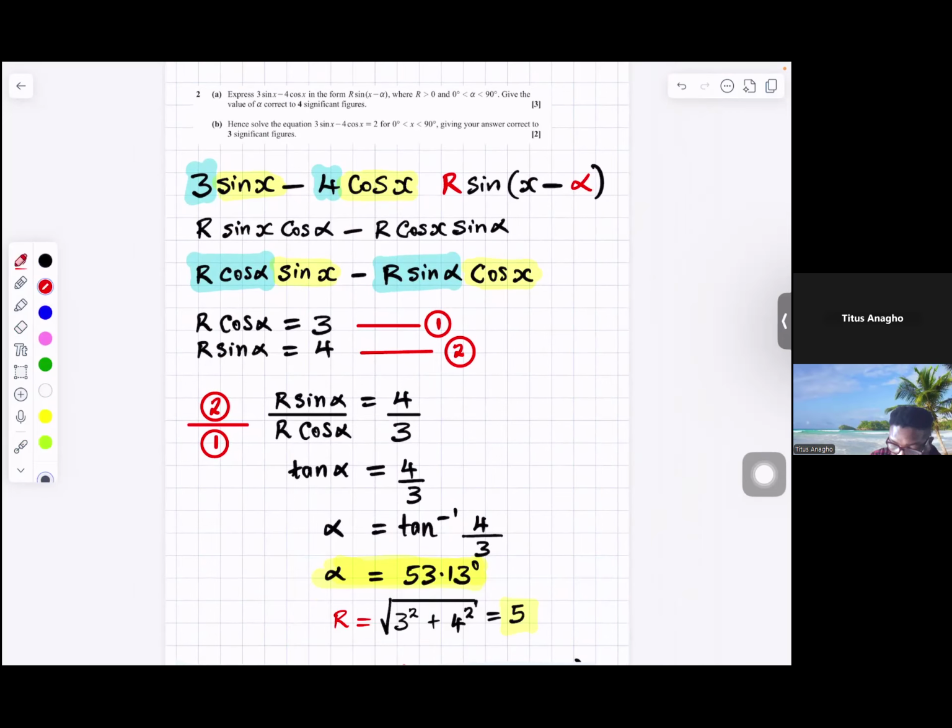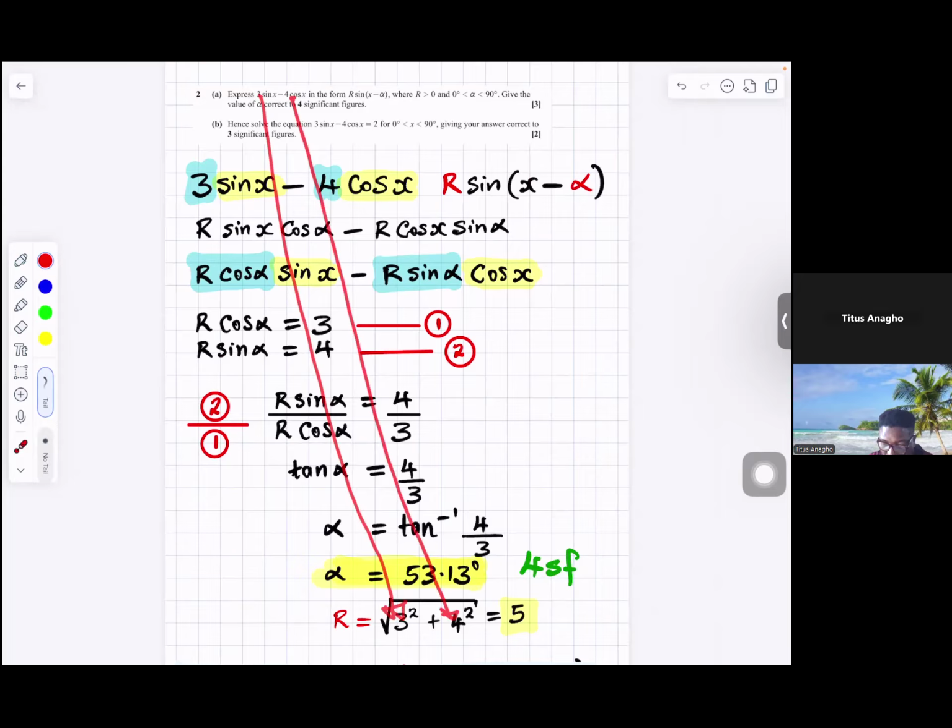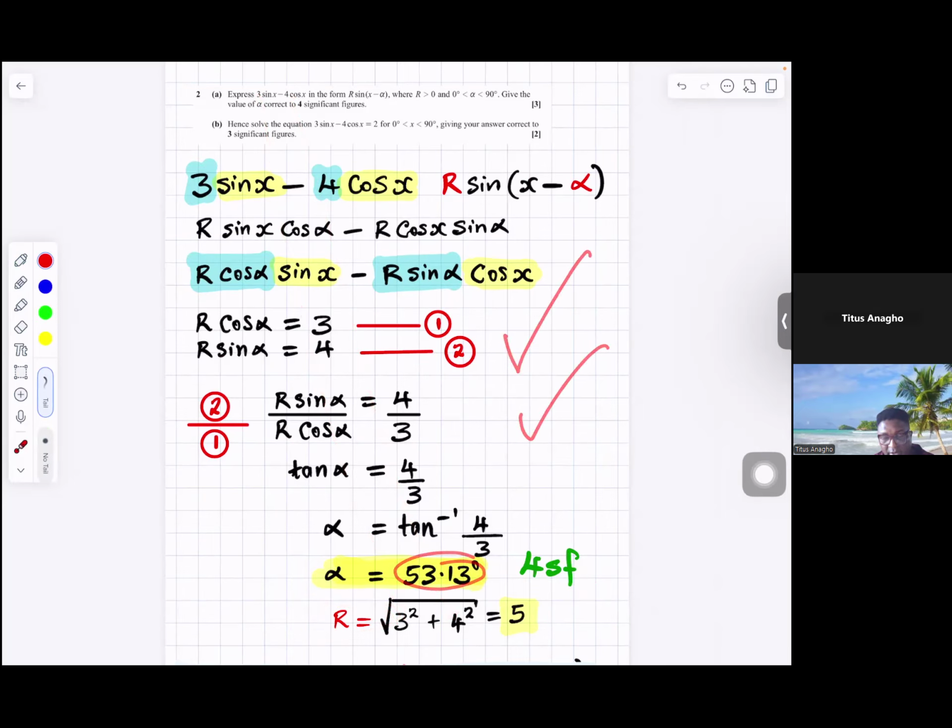And they want your answer to 4 significant figures. And how do you get r? You do 3 squared plus 4 squared, and the square root gives you 5. So for r, you don't need to show any working. But to find this alpha, you need to show this working to get all the marks. Show the working to find alpha, but to find r, you don't need to show the working to get the marks.